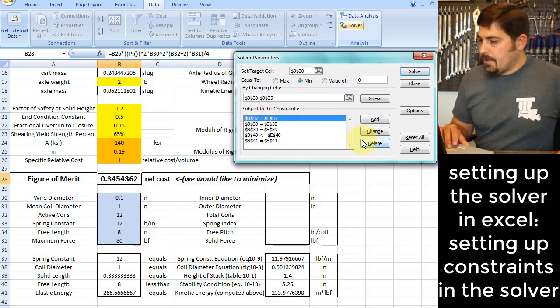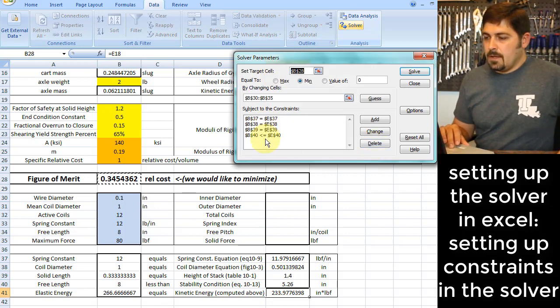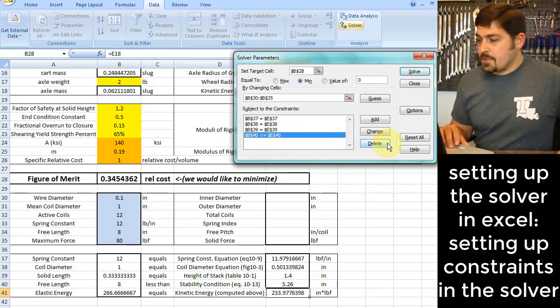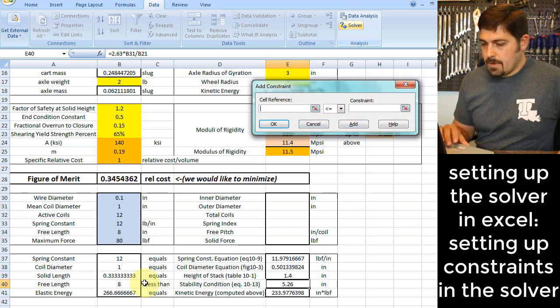And I'll delete this equation. Tell you what, I'll delete the last two, and I'll show you how I put them in there. So we're going to add this one right here. So we're going to say that the free length has to be less than, it says that's less than or equal to, that's okay. That's actually probably a more appropriate way to express that one anyway. And then here we're going to put in this value, okay?